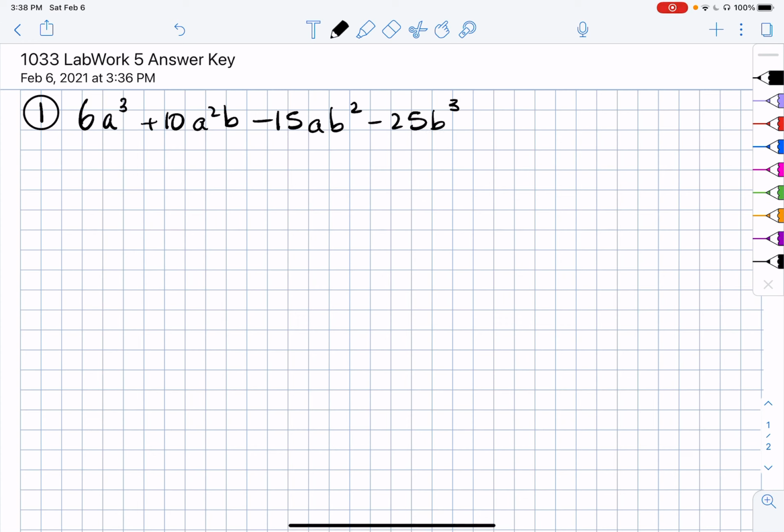Number two says 35x to the third minus 266x squared plus 147x. All right. So let's see here.